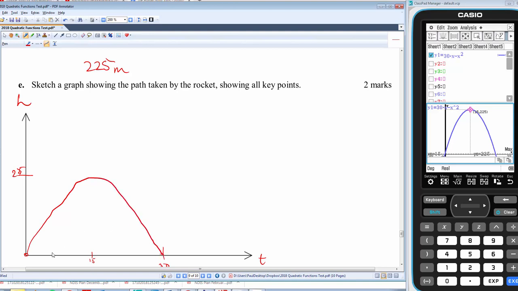Right, so again you're going to have to excuse that graph because I can't quite see what I'm drawing on, so it's very difficult to draw that with any sort of accuracy. 30, 0, 0, 0, and the turning point is at 15, 25, 225.